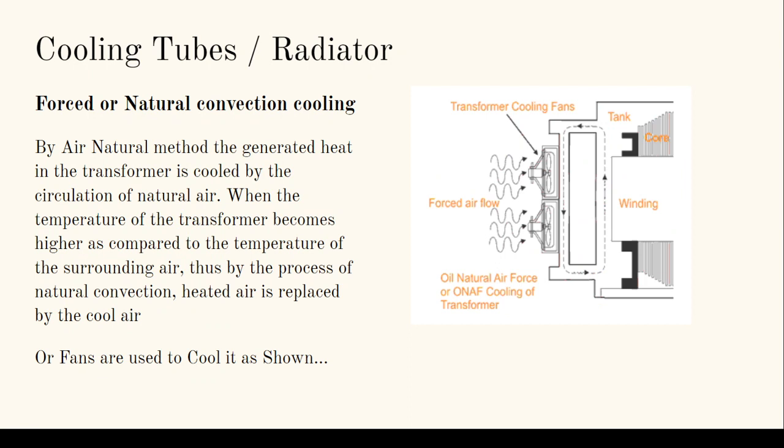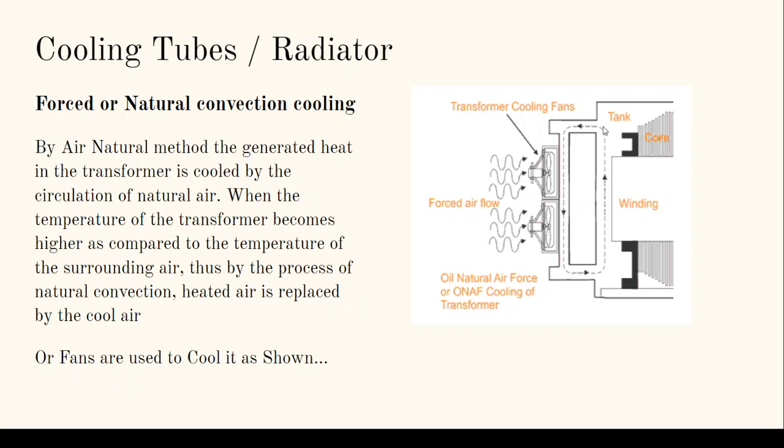The next thing is cooling tubes. So the most important thing in cooling tubes is understanding what happens in the cooling oil. When the cooling oil comes in contact with your winding, it gets hot. When it gets hot, it expands on heating. When it expands, its density reduces. When its density reduces, it becomes light. It moves up to the top of the tank.